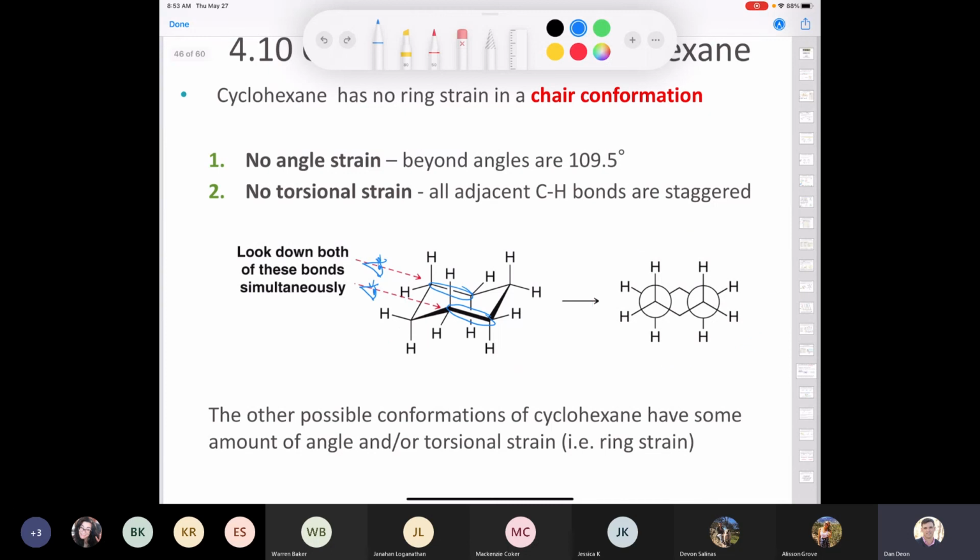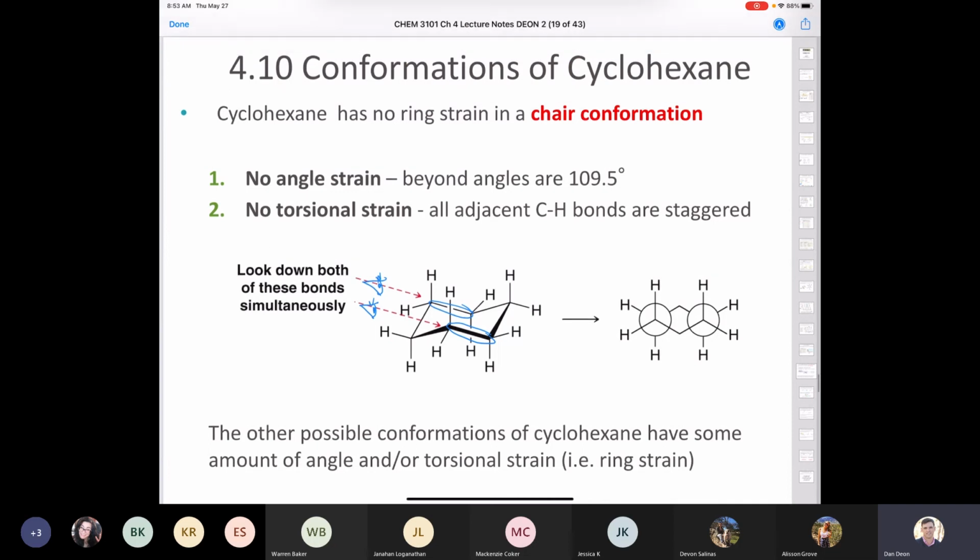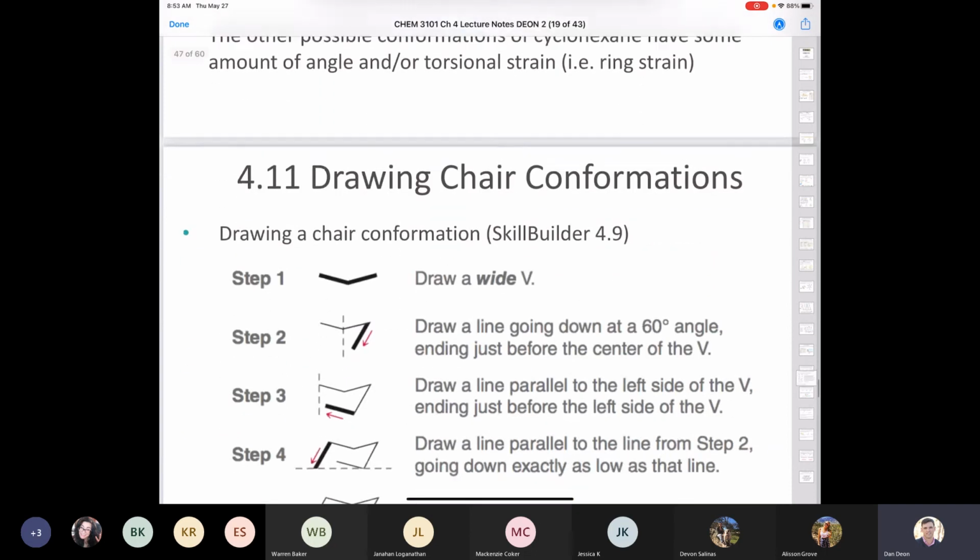I don't see a single gauche interaction in there, right? There's no torsional strain whatsoever. Everything is completely staggered, right? Everything is as far away from everything else as possible. So there you go. Cyclohexane has no ring strain, and that is why it is such a special molecule.